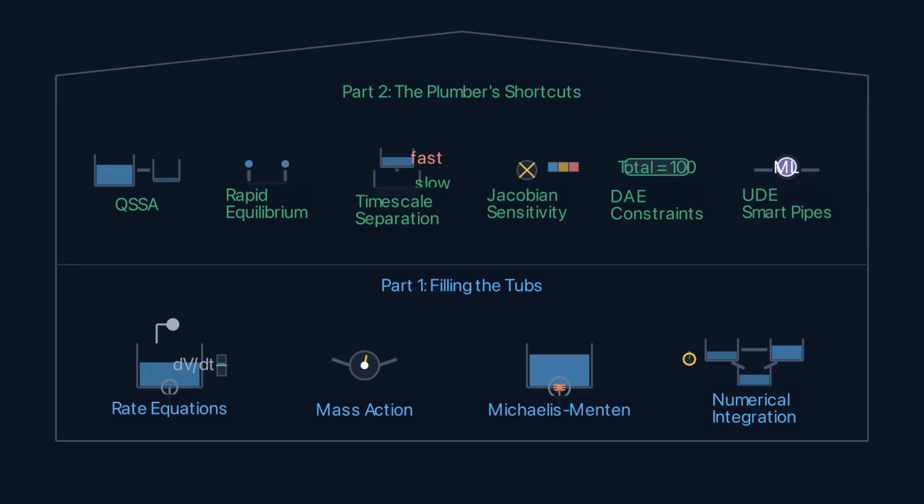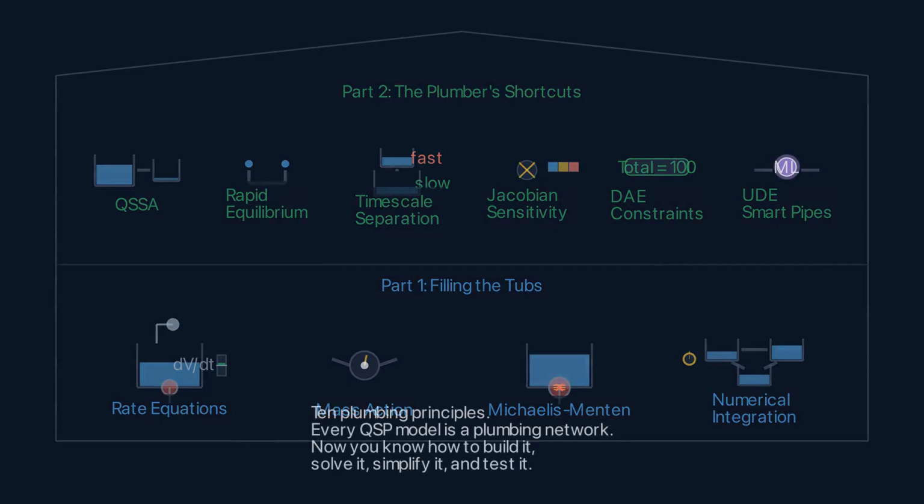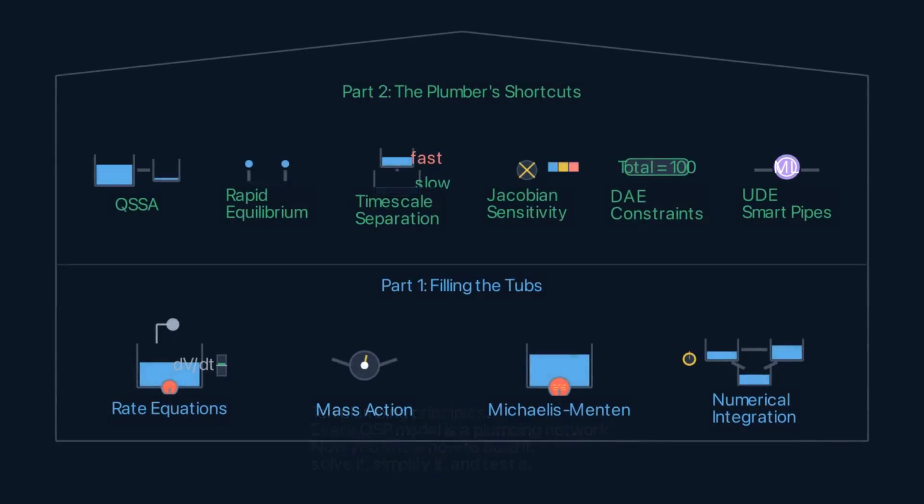Timescale separation for fast bathrooms and slow basements. Sensitivity analysis for which pipes matter most. DAEs for conservation constraints. And universal differential equations for the pipes you don't yet understand. Every QSP model is a plumbing network. Now you know how to build it, solve it, simplify it, and test it.